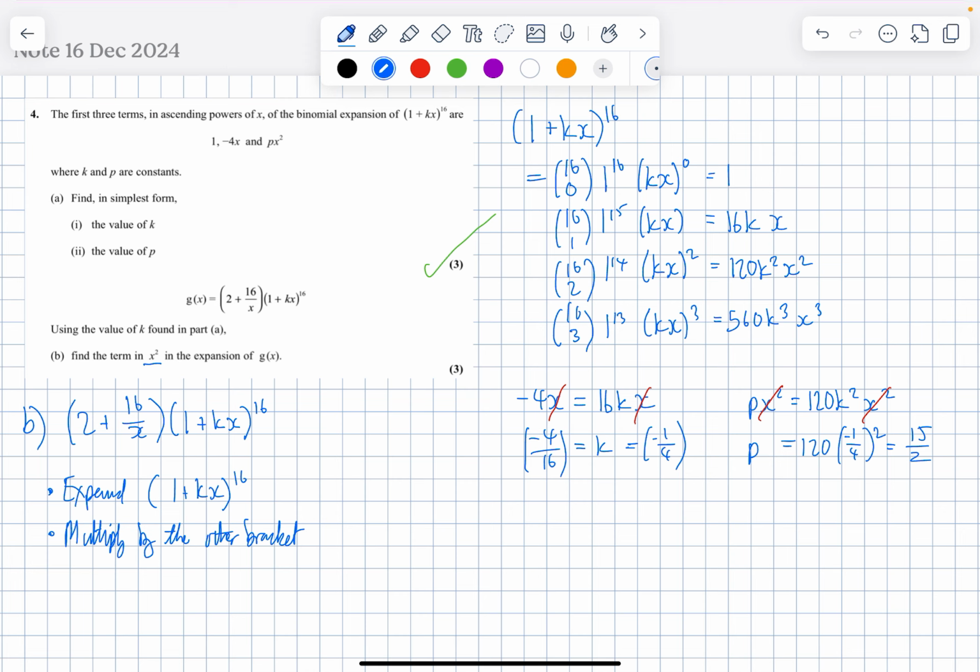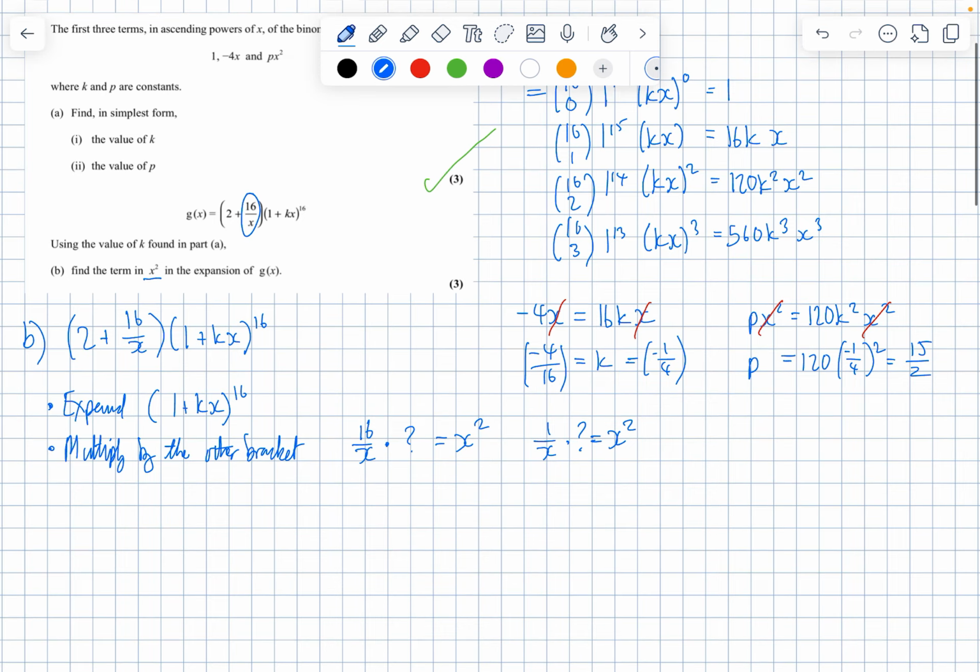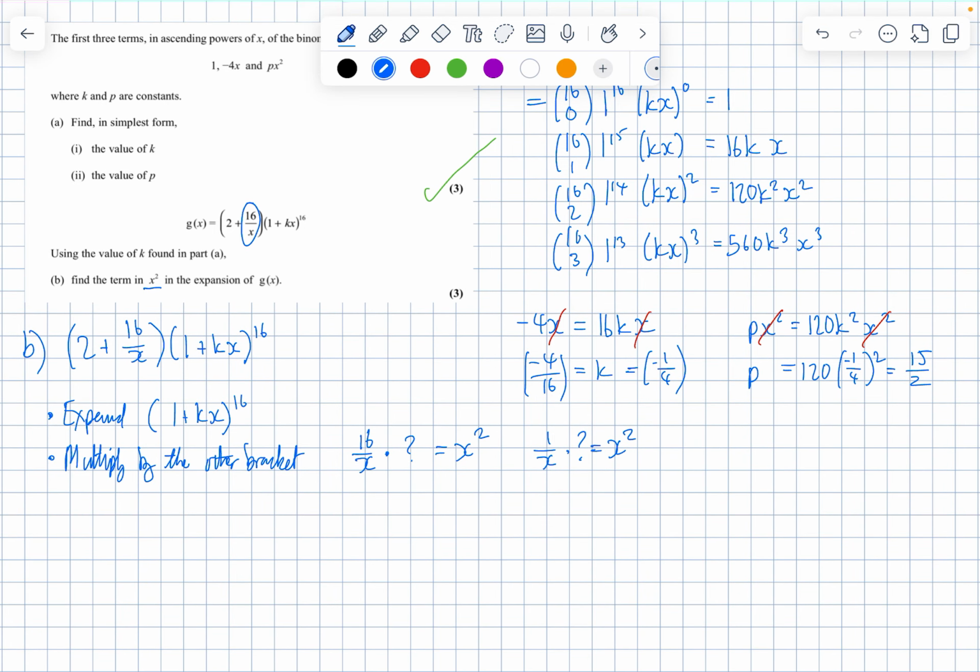Okay, well, we've done the expansion. Let's think what's going to produce x squared. So in the bracket, I've got 16 over x, so I have to do 16 over x times something, and I want to end up with x squared. Well, this is the same thing as multiplying 1 over x times something to get x squared. So I need to look at the x cubed term. And I'm also going to have 2 times my expansion, which means I'm going to have to look at my x squared term.